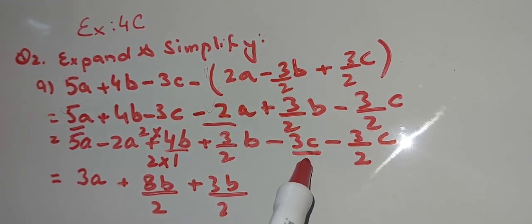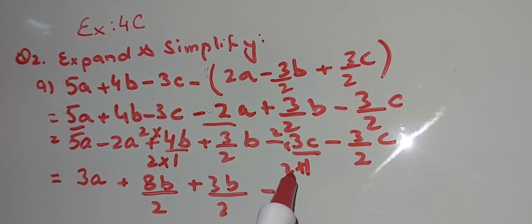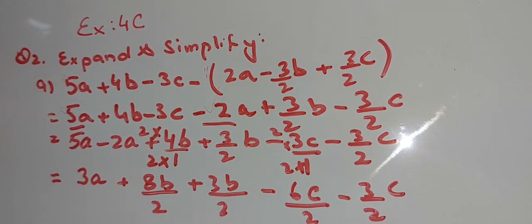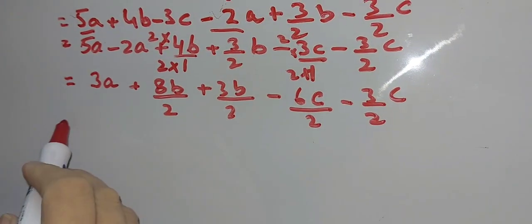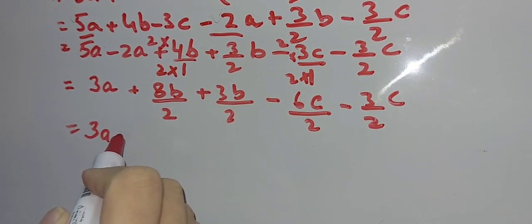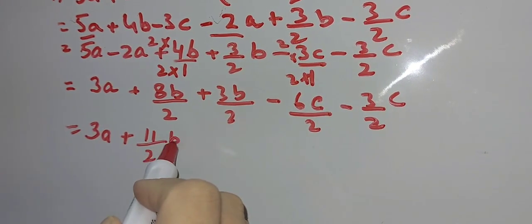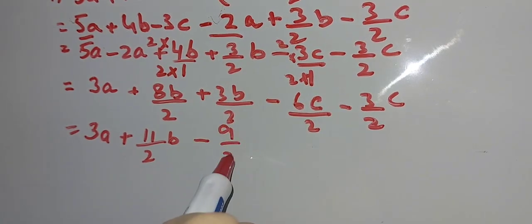We have to make this one also. We will multiply this one by 2 and this one also with 2. So it will become minus 6c upon 2 and then minus 3 upon 2c. Now we have to get the answer out of this fraction. 3a plus 8 plus 3, 11 upon 2b. Then minus 6 and minus 3 will become minus 9 upon 2c. So this is the answer for part A.